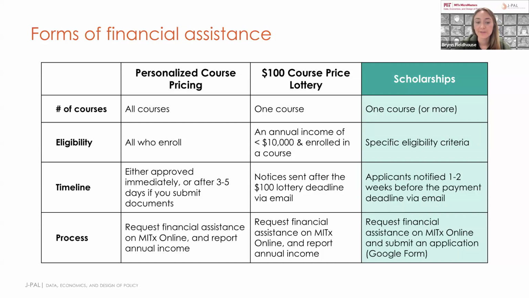So applicants will be notified 1 to 2 weeks before the term's payment deadline, which is a few weeks after the courses start. And that gives recipients enough time to participate in the course as an auditor and then upgrade to the verified track if they're selected to receive a scholarship.